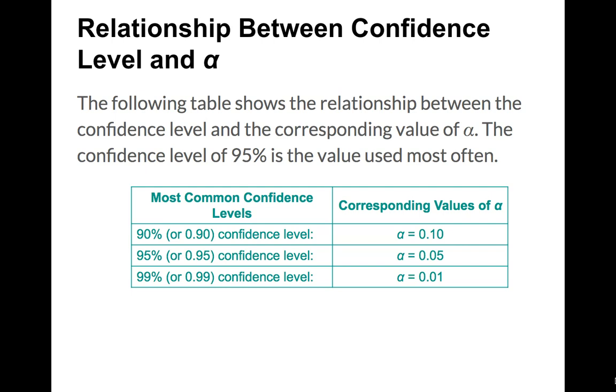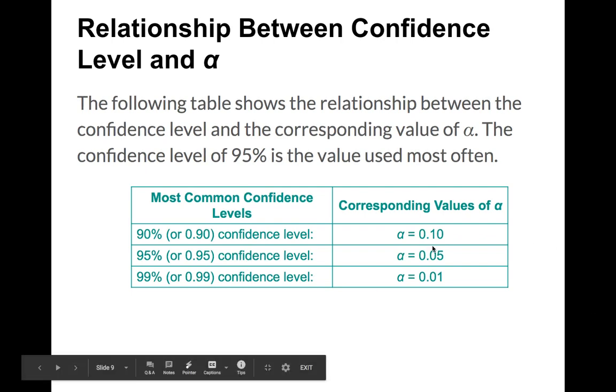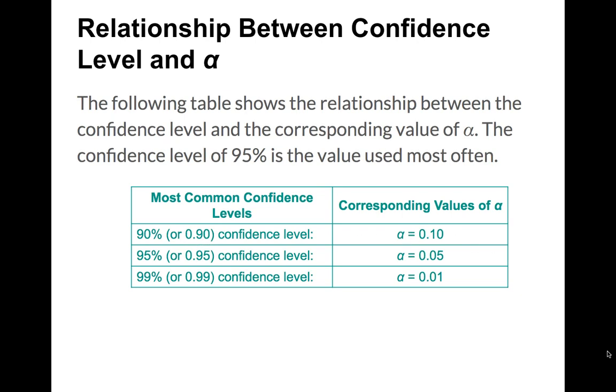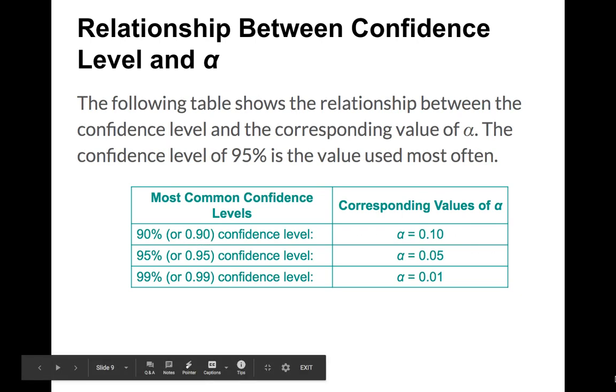So this is some of our most common confidence levels that we use: 90%, 0.9, 95%, 0.95, 99%, or 0.99. And those correspond to alpha values of 0.1, 0.05, and 0.01. Notice all we're doing to find this alpha value here, 0.1, is taking 1 minus 0.9 to give us our alpha value. Okay, so pretty easy, pretty straightforward.